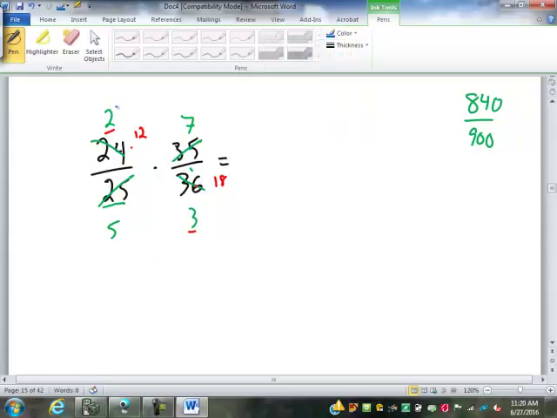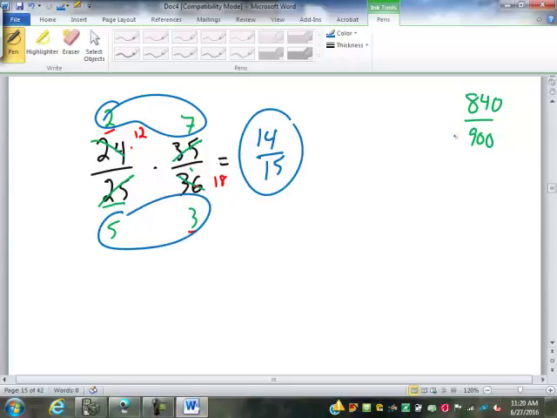So once it's reduced, now we have the 2 times 7, which is 14. 5 times 3, which is 15. If we reduce this, it would reduce down to 14 out of 15. Both of those are divisible by 60 if you want to reduce. Now, most of our examples are not going to be quite that drastic.